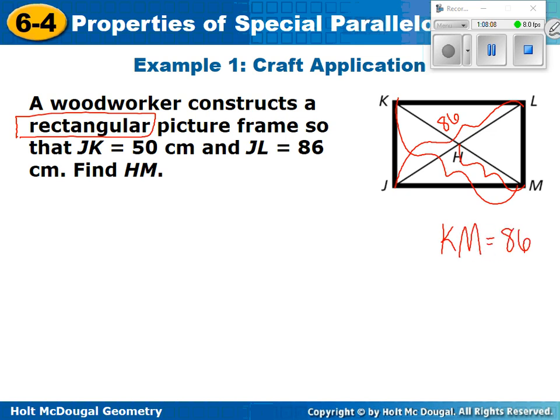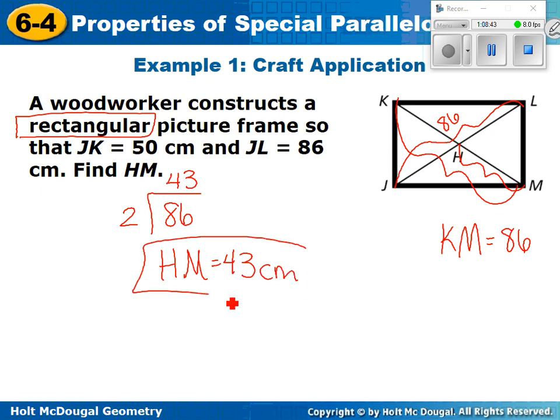Okay, that's helpful, but now I still want to know what the piece of that is. How do I find that? Okay, we can divide it by 2 because a rectangle is also a parallelogram, and a parallelogram's diagonals bisect each other. So if it's a parallelogram, the diagonals split each other into 2 congruent parts. So we can take this 86 and divide it by 2 and we get 43. So HM is 43 centimeters.